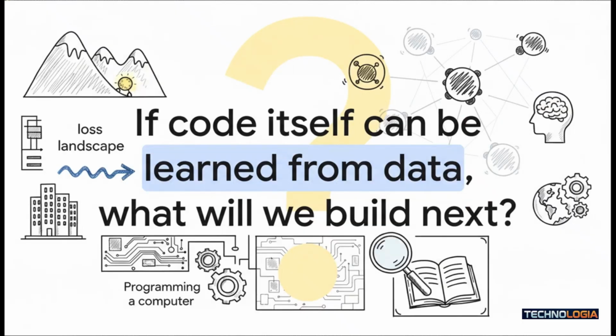So here's the big takeaway. We've gone from meticulously writing rules for computers to creating systems that learn the rules themselves just by navigating a vast landscape of possibilities. This has fundamentally changed what it even means to program a computer. And it leaves us with this one absolutely fascinating question. If code itself can be learned from data, what are the real limits to what we can build next?